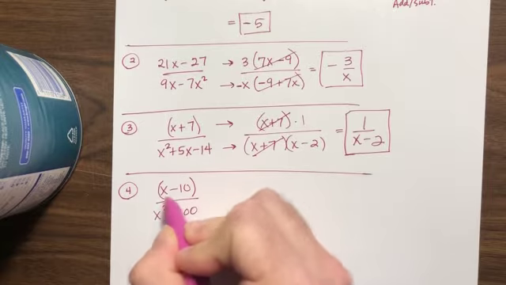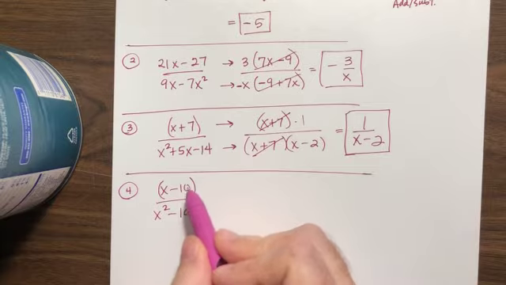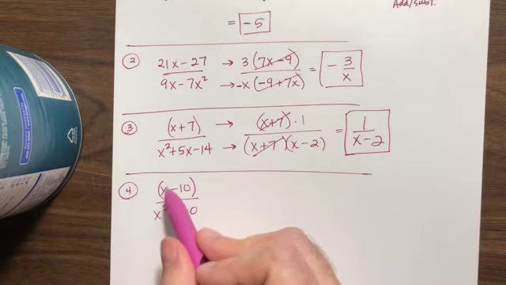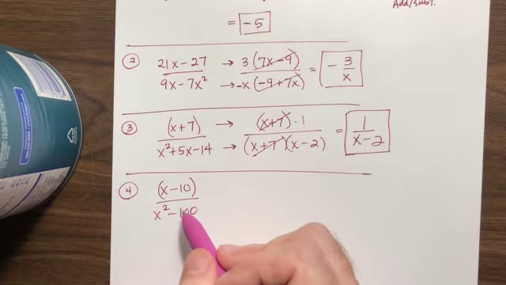So 10 is connected to this x with this minus sign, like glue. And so if you're going to do something like divide by 10, you've got to divide 10 out of him, and he doesn't have a 10. So you're not allowed to do that.